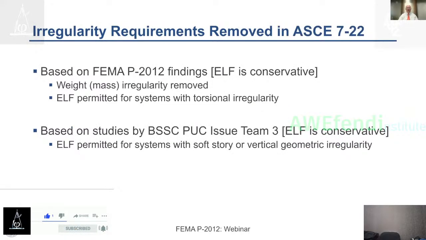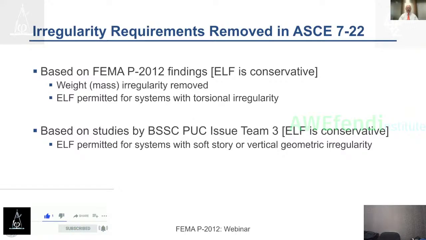So the irregularity requirements that were changed in ASCE 7-22, based on the findings of the project that we're discussing today: the weight or mass irregularity was removed. It's no longer an irregularity as defined in the code. And ELF is permitted for systems with torsional irregularity, since we studied that very carefully and we found that the ELF designs behave at least as well as the modal response spectrum analysis designs. And so the consequence that was in the code previously requiring that you use modal analysis was counterproductive. So we took away that prohibition.